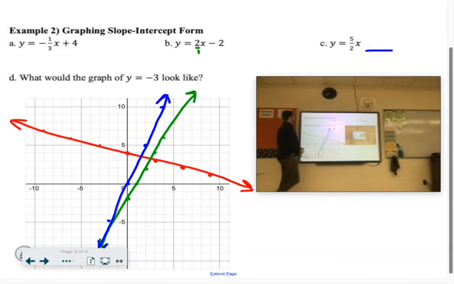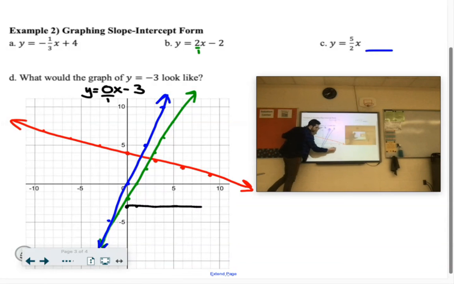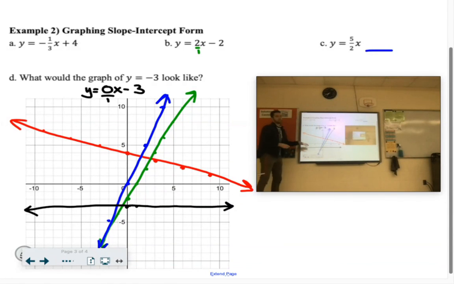And then, what would the graph of y equals -3 look like? It would be a horizontal line at -3. Or if it helps, you could think of this as technically the same as y equals 0x minus 3. And 0 as a fraction would be 0 over 1. So you'd go down 3, make a dot, and then you'd go up 0 over 1. And that would then give you that flat line that you need. But if you can just remember y equals some number, it's just a flat line at that number.